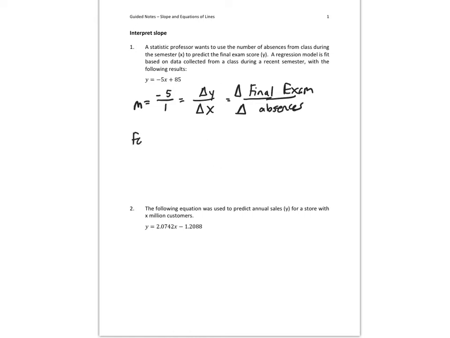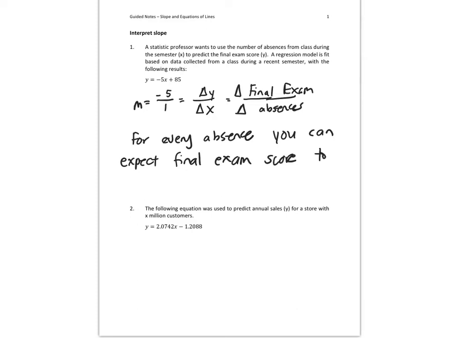So for every absence, E-V-E-R-Y, for every absence, you can expect the final exam score to drop 5 points. So if there's no absences, the score is normally 85. If there's one absence, it goes down to 80, and so forth. Sorry, my writing's sloppy there.